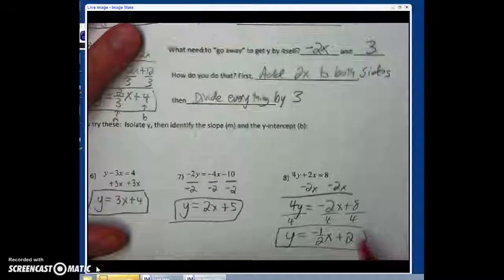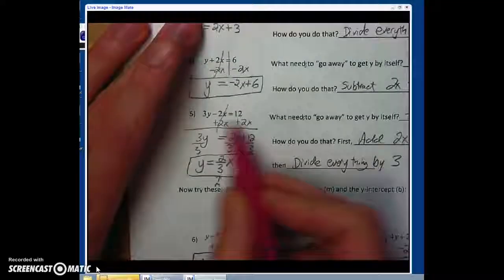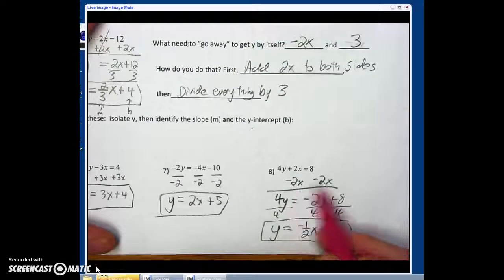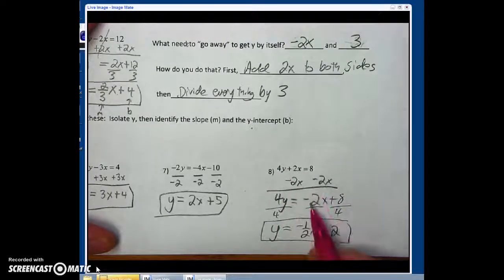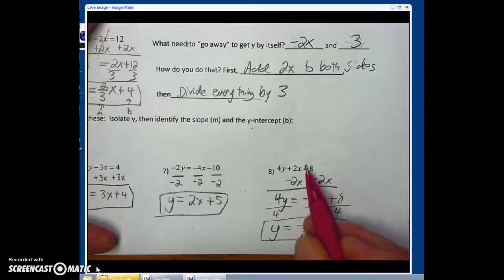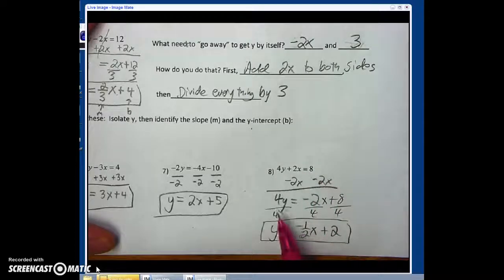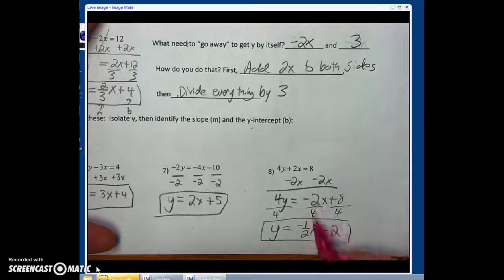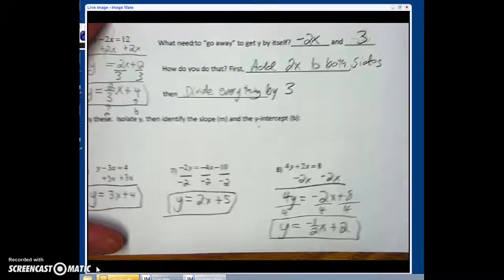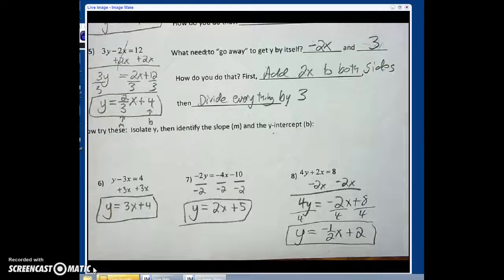And then number 8 had 2 steps. Just like number 5 here, you have to subtract 2x from both sides, so you end up with 4y equals negative 2x plus 8, what you see here. And then you divide everything by 4, and the only thing that's tricky about this is that this is still a fraction. Negative 2/4 simplifies to negative 1/2, and 8 over 4 is 2. So hopefully you got those right. Ask for help if you need them. We're going to watch the second video after and do the second page in just a moment.